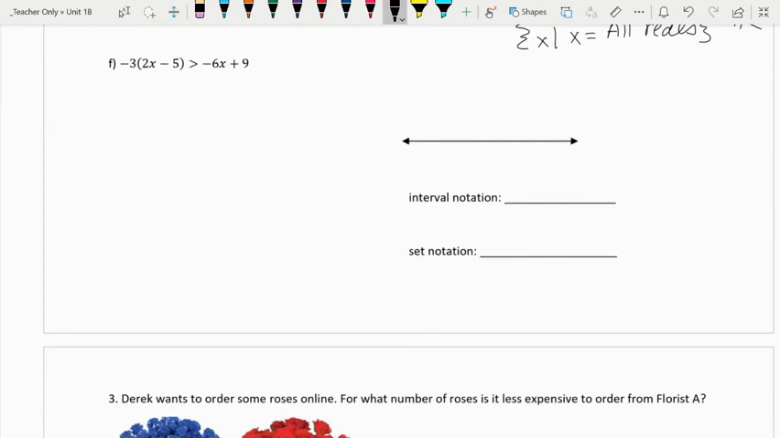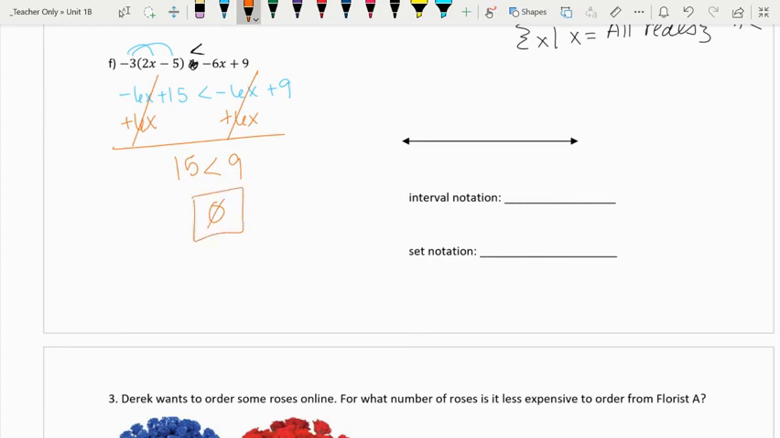So on this next one, I'm actually going to change it really quick. This is supposed to be a less than sign. It's a little bit of a typo. So pretend it's a less than sign from the start. On this one, if you distribute the -3, because you can divide both sides by -3 if you'd like, you'd get -6x plus 15 is less than -6x plus 9. If you get your x's to the same side, they end up canceling, and you're left with 15 is less than 9. We know that that is not a true statement, so that means that we have no solution here.